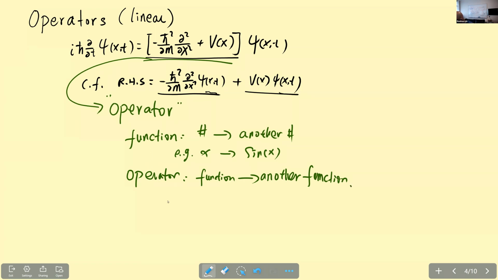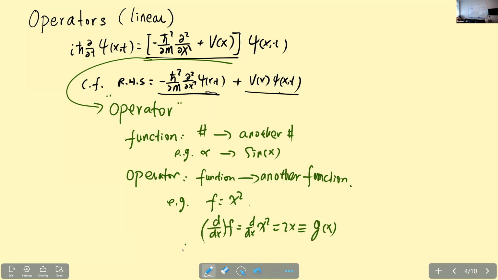Okay. For example, you have f equals x squared. Let's look at this d over dx of f. So this is an operator acting on the function that will equal d over dx of x squared, which equals 2x. So this is a new function.